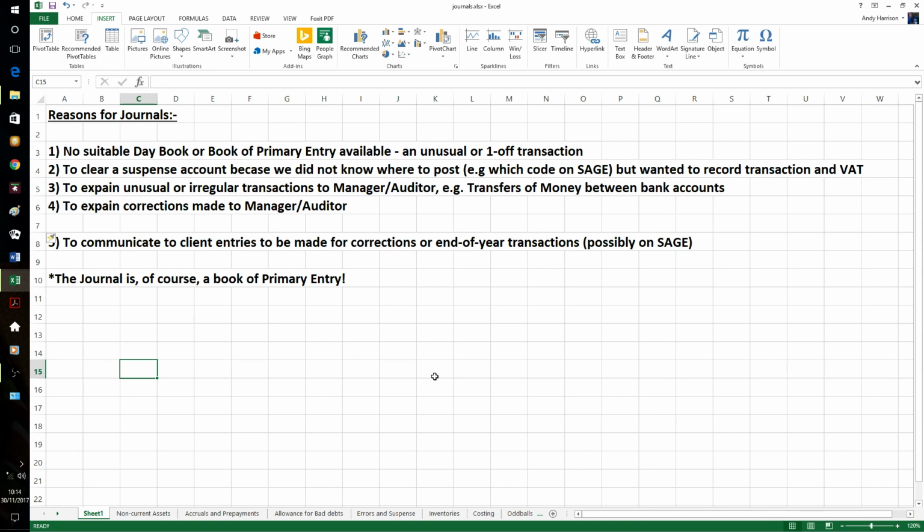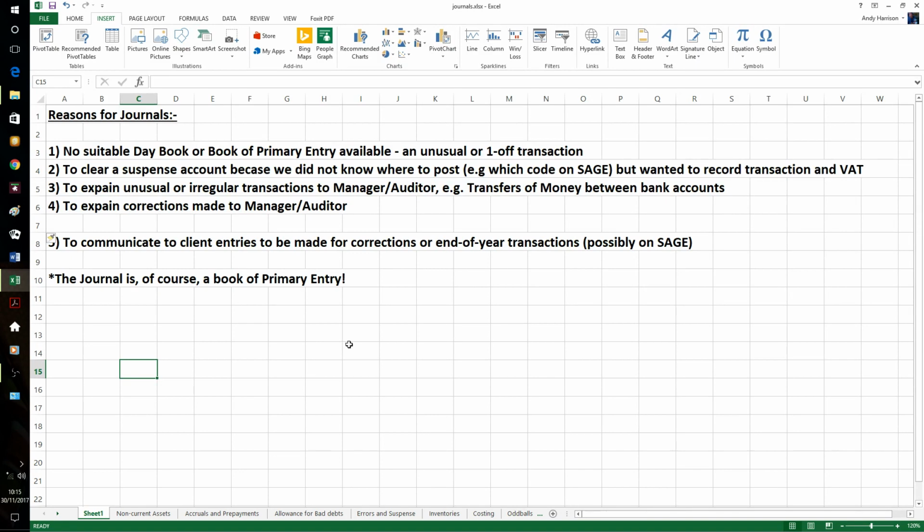So, reasons for journals in the first place, fairly straightforward. Number one reason is there isn't a suitable day book or book of prime entry, because the journal is a book of prime entry by itself. Doesn't fit in the day books, doesn't fit in sales, purchases, the returns, discounts allowed, or maybe doesn't even fit in the cash book. So that's the number one reason.